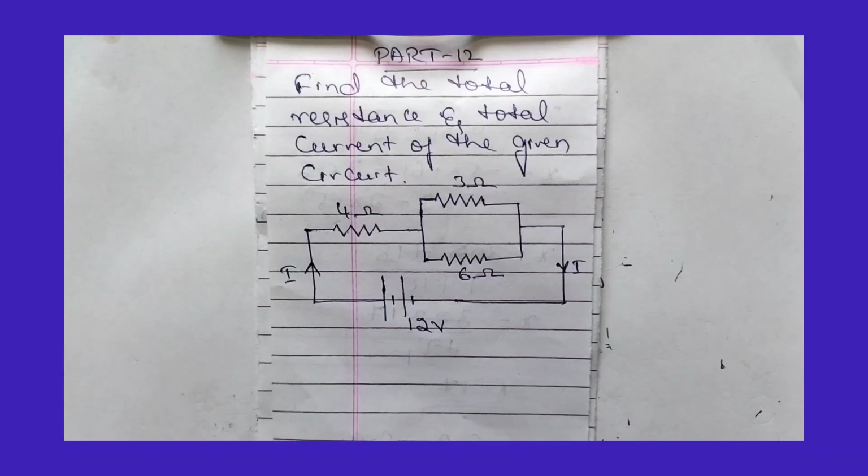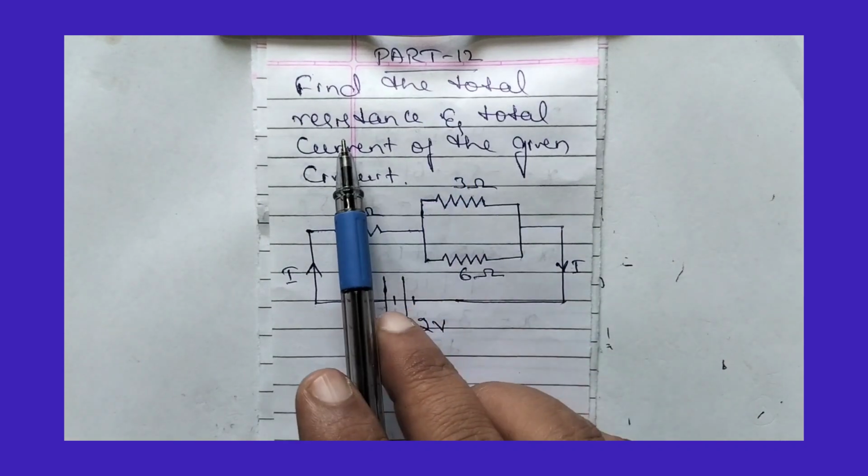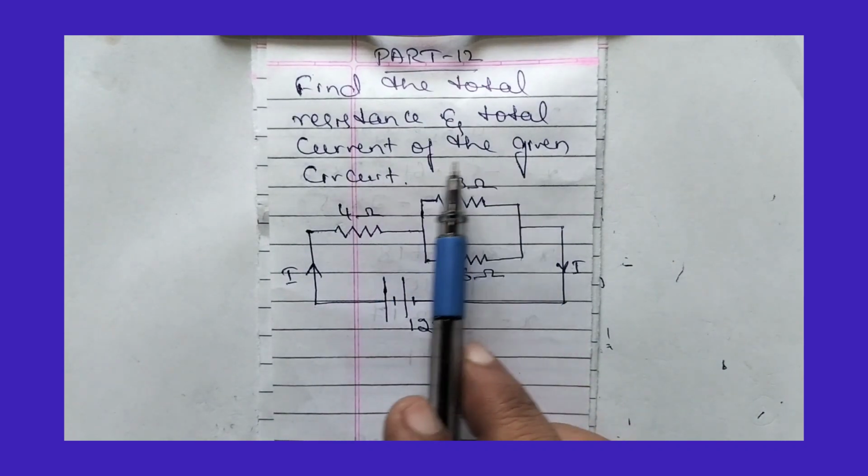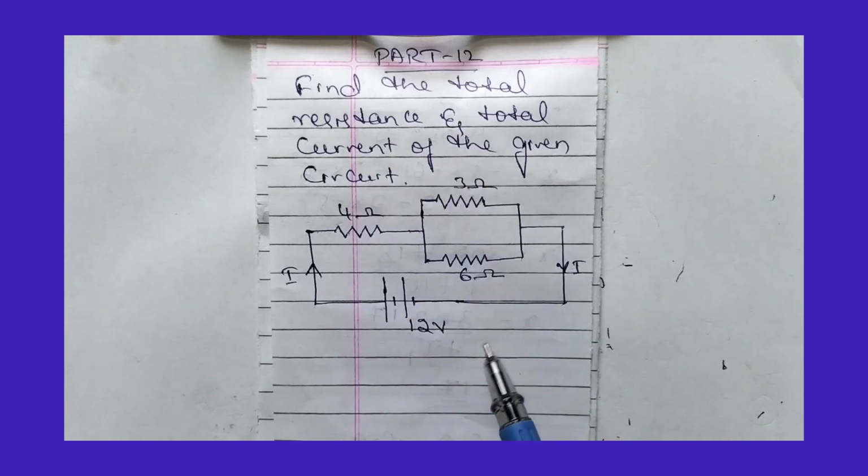In this video we are going to continue the chapter Electricity of class 10th Science Physics part. We have already successfully completed video number 11. Now we are going for video number 12. So let us continue some of the numericals in this video. Find the total resistance and the total current of the given circuit.